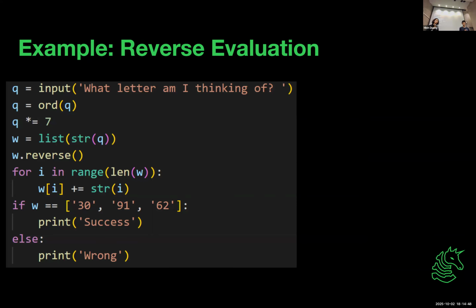Here's another example for reverse evaluation. So let's say we want to pass this check, so we want it to print success. So here we want W to be equal to this value. What we can do is start by assuming that W has the value 30, 91, 62, and we can go backwards. So what do we need to get W to be equal to 30, 91, 62?